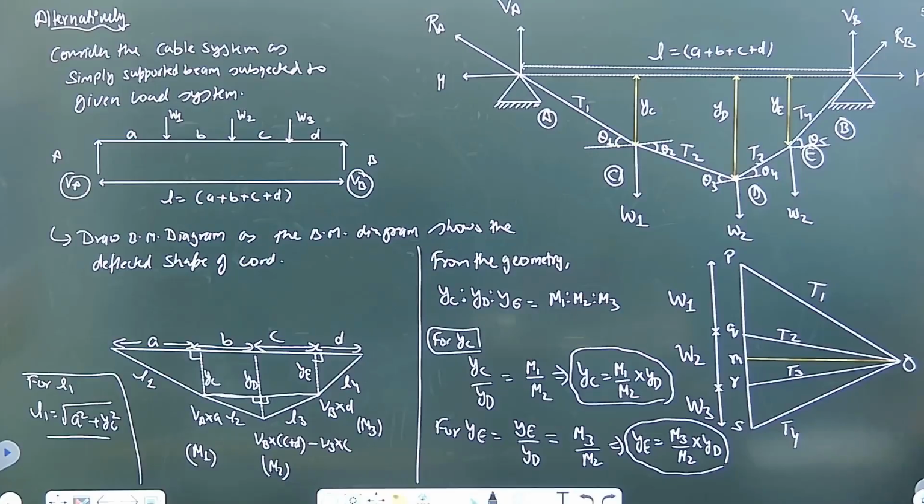determine number 1, the reactions at the support; number 2, the tensions in the different parts of the cord; and number 3, the total length of the cord.